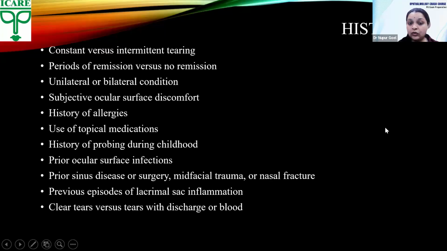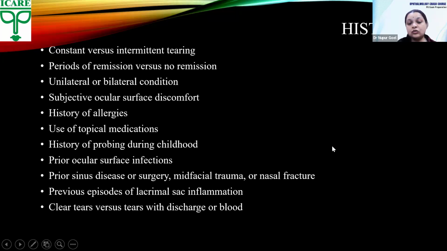Any history of probing during childhood might mean you are dealing with a case of congenital nasolacrimal duct obstruction. Also ask about any prior ocular surface infections, prior sinus disease or surgery, any midfacial trauma or nasal fracture, because these can be secondary causes of nasolacrimal duct obstruction, and previous episodes of lacrimal sac inflammation. Also ask whether the epiphora is clear, or a mucoid discharge, or a discharge of blood, because each of them could indicate a specific etiology.